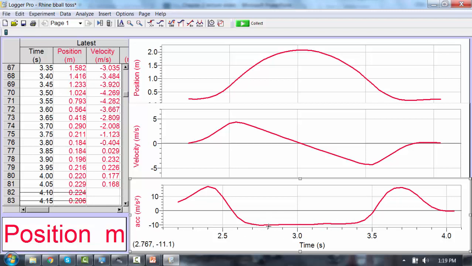If you'd like to look at the actual values, probably the best way to do it, I actually have the examine tool up here. And if I click on the examine tool, I can actually click on any point along here.